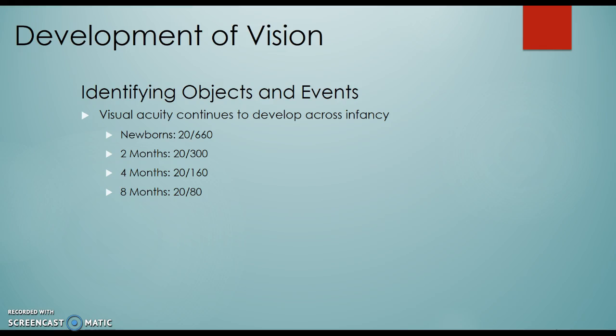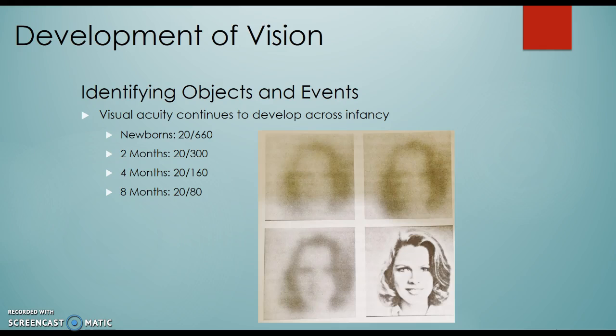And around 2 months of age, they get to be about 20/300. At 4 months of age, they're at 20/160. And then at 8 months, they're at 20/80. So you can see there's really drastic improvement over the months of infancy. So let's check out what that even looks like, because that's just a bunch of numbers. These 4 are images that are indicating how that vision sort of develops. And they don't necessarily map onto this 20/660, 20/300, 20/160, and so forth, but what they do represent is how visual acuity is becoming more and more refined from newborn age up through about the first 9 months or so.